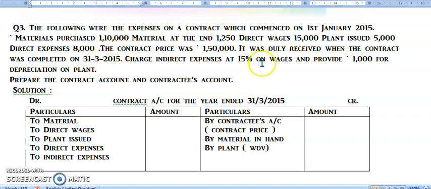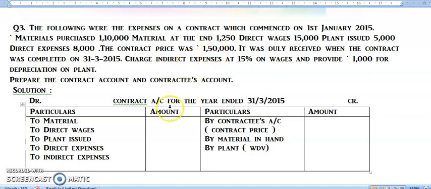The contract price was 1,50,000. It was duly received when the contract was completed on 31st March 2015. This means the contract price of 1,50,000 was received on the same day the contract was completed. Charge indirect expenses at 15% and provide 1,000 for depreciation on plant. That is also part of your direct expenses.